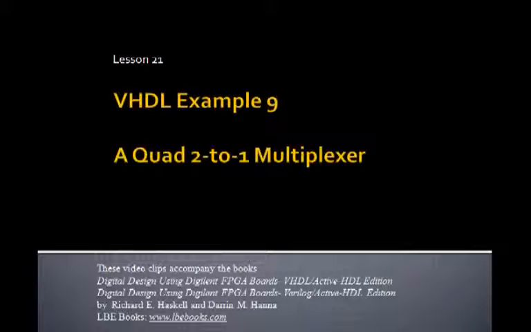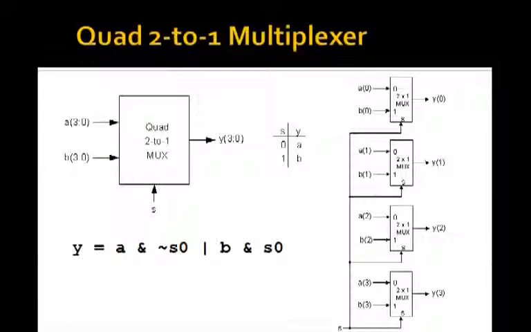This is lesson 21, which is VHDL example 9. In this example, we'll design a quad 2-to-1 MUX. Now you remember that a quad 2-to-1 MUX we can make from 4 regular 2-to-1 MUXes, as shown here.